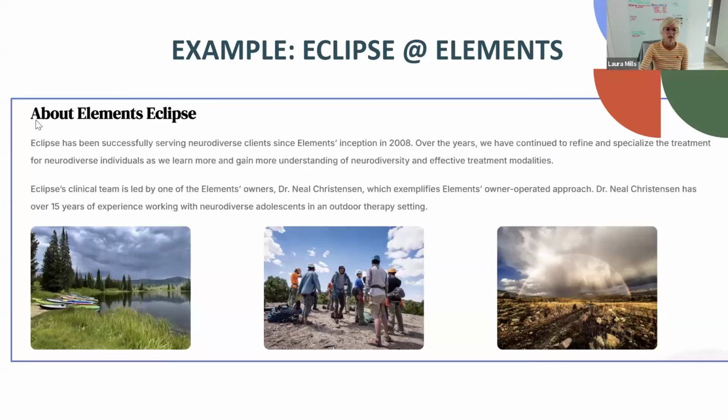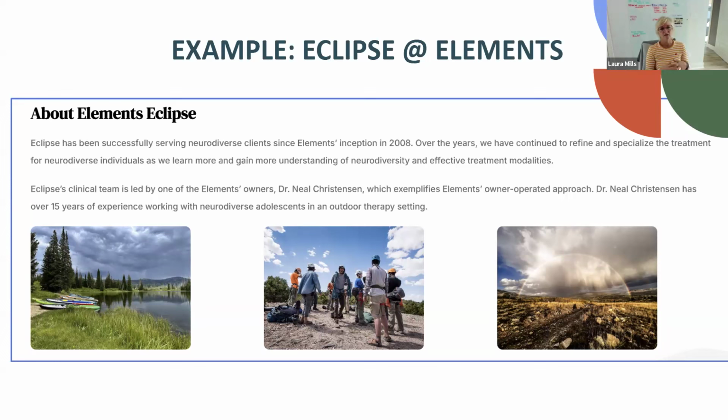Okay, Kristen. So I'm going to give you another example, and this is about Eclipse at Elements. So Eclipse is a new program by Elements Wilderness Programs, and they're treating specifically neurodiverse youth. I think this is a great idea because I know from some research that I've done that neurodiverse youth are more challenged to have equal outcomes as neurotypical youths. And so I think this is an excellent idea to have a specific program.